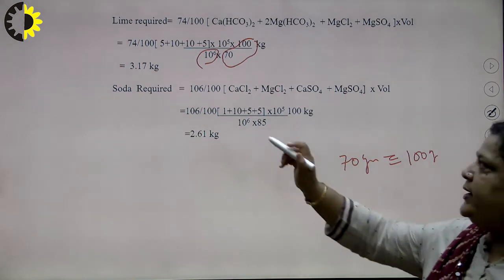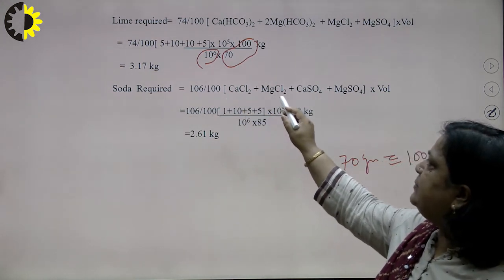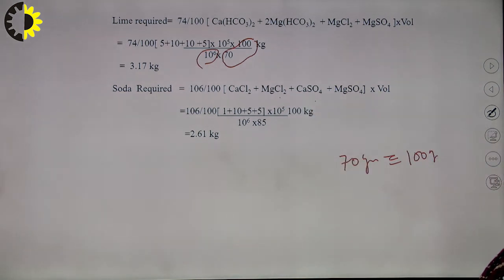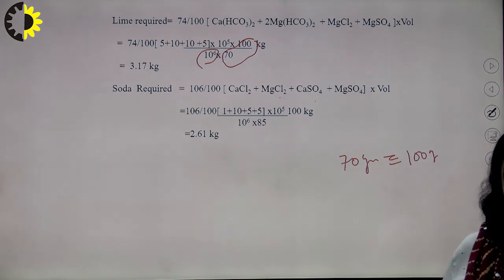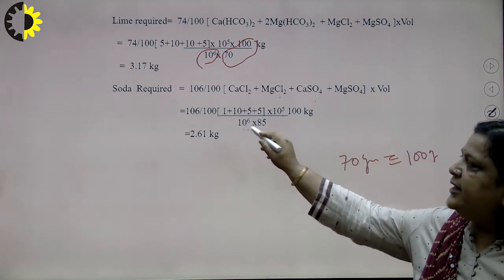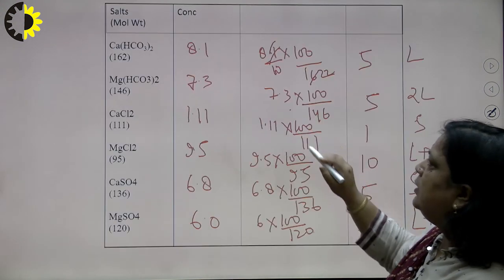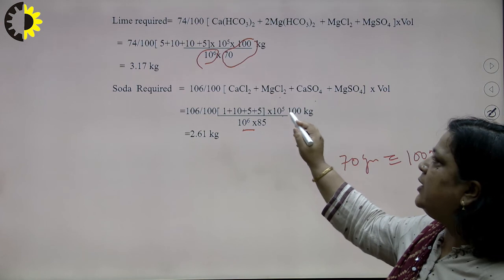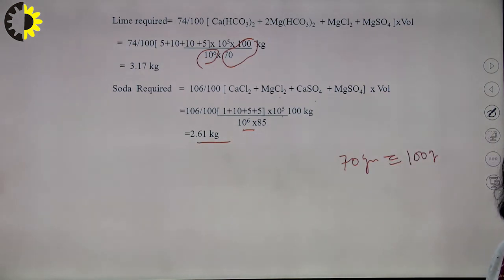Now soda required is 106 upon 100, CaCl2 plus MgCl2 plus CaSO4 plus MgSO4, not the bicarbonates of calcium and magnesium, into volume, which is 10^5, in kg 10^6, and since soda is 85% pure, applying the unitary method, 100 upon 85, which is 2.61 kg.